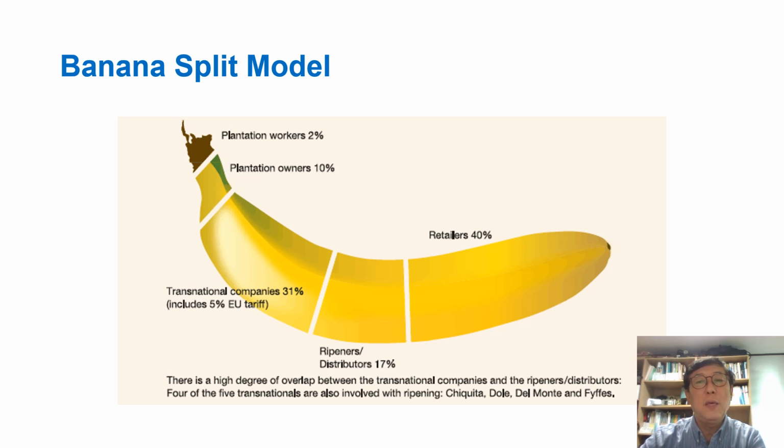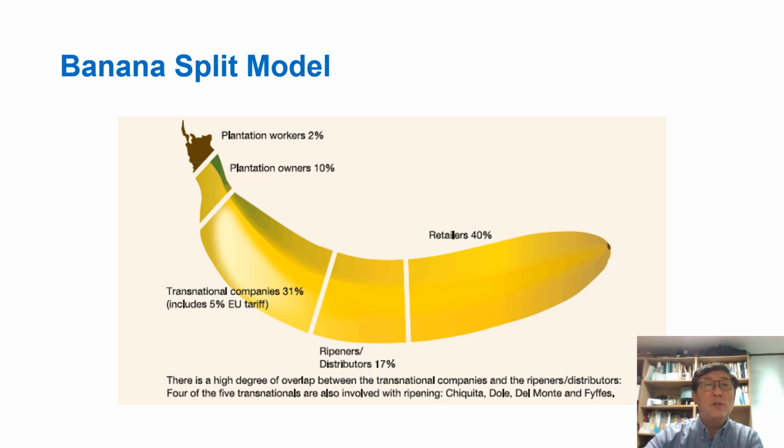So you pay $1, for example. The retailers get 40 cents, the ripeners and distributors 17 cents, transnational companies, the multinationals, 31 cents, and the plantation owner even gets only 10 cents. Workers get 2 cents, just 2 cents.